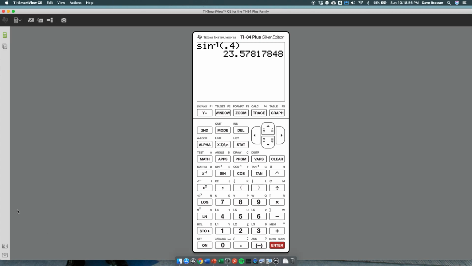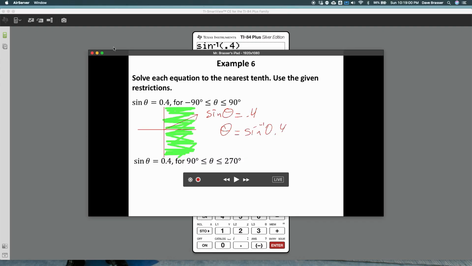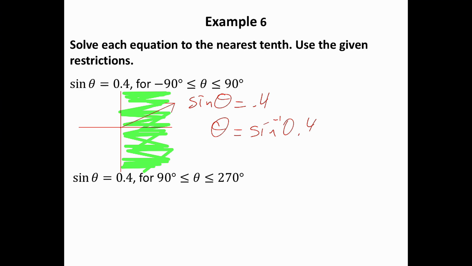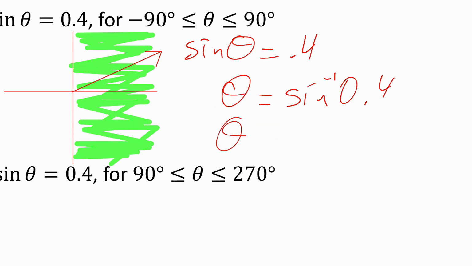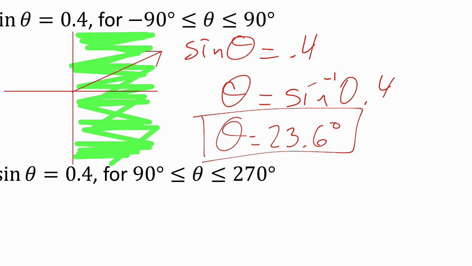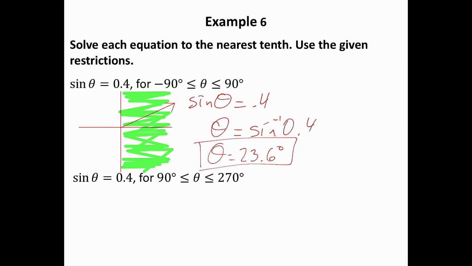Let me go back to the notes. Sorry, my computer's being a little fussy. So we got 23.6 degrees. Alright, not bad. The next one, it says find the sine of theta equals 0.4.